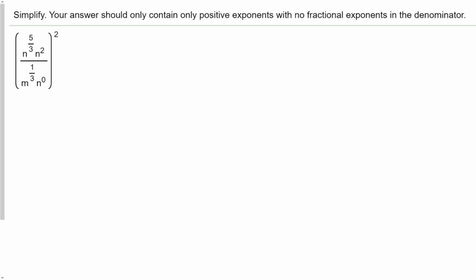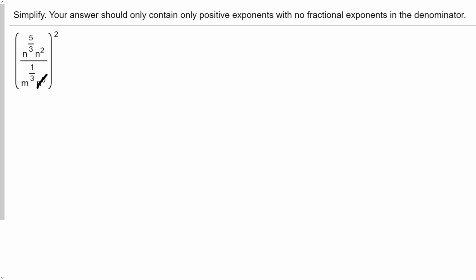Okay, so first, simplify. Your answer should contain only positive exponents with no fractional exponents in the denominator. That's very important. I need to be sure that when I'm done, after I simplify everything, I then have to decide whether or not I have to rationalize what's left in the denominator. So for this one, first step, I'm going to do the inside first.